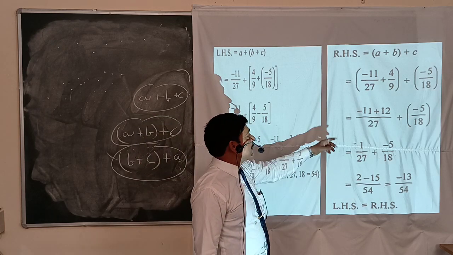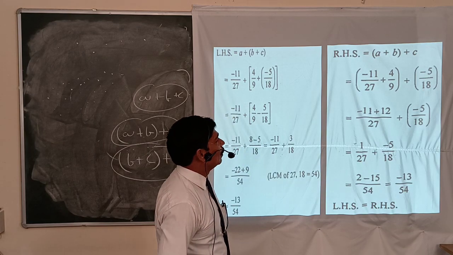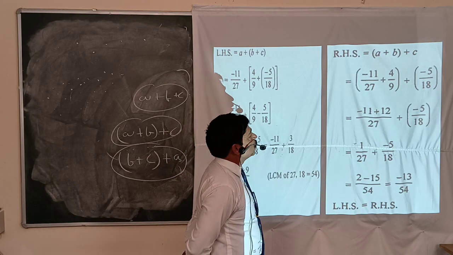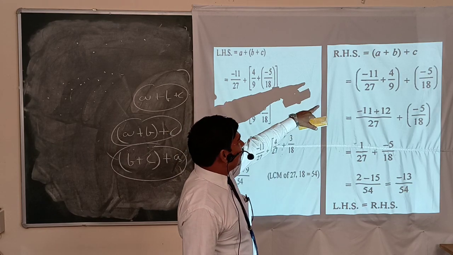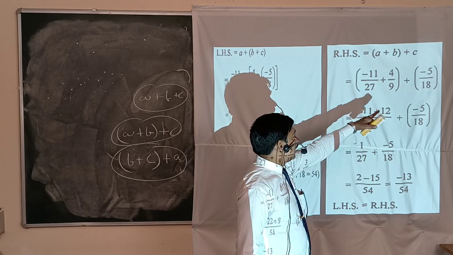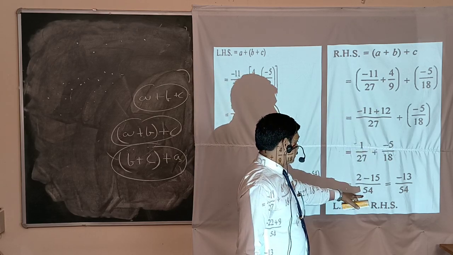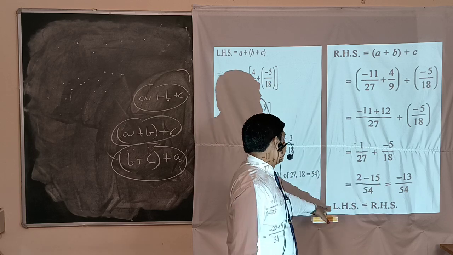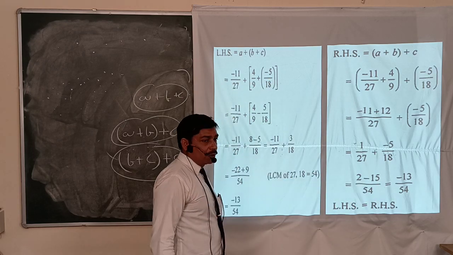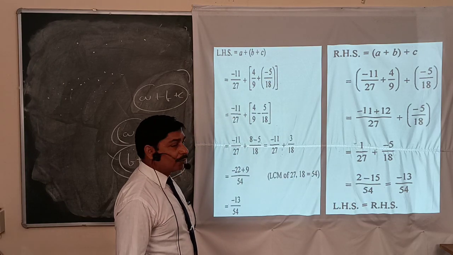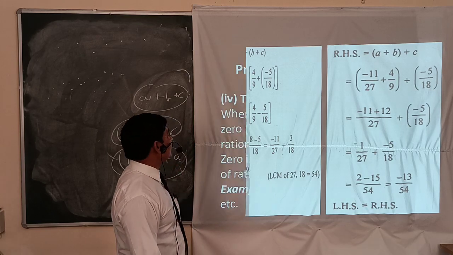Now we will take the RHS, where A plus B was to be solved first. In that, A plus B is solved first and C is added afterwards, and the result is the same. So this is the verification of the property. Now the next property.